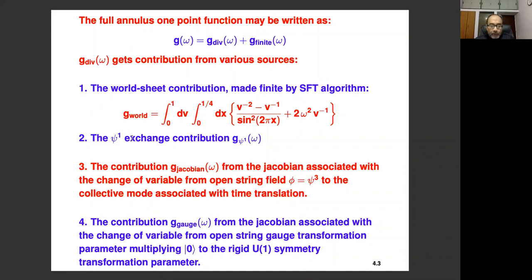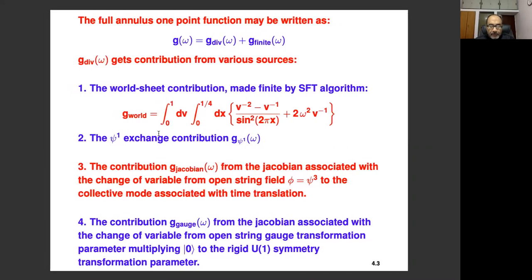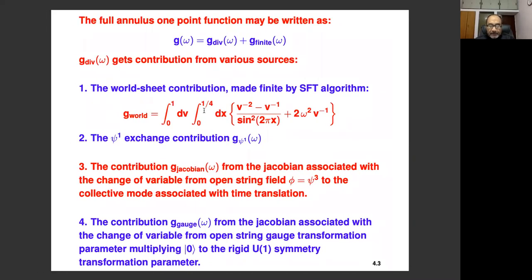Then we have to also include the psi1 exchange contribution. In fact, even for the two-point function, we saw that if we make a general choice of local coordinate system, then there also we have a psi1 exchange diagram. In this case, even for the special choice of local coordinates that we had chosen yesterday, we cannot avoid psi1 exchange diagrams. So these have to be included separately, and I'll call that g psi1.